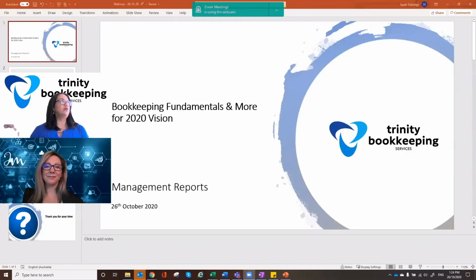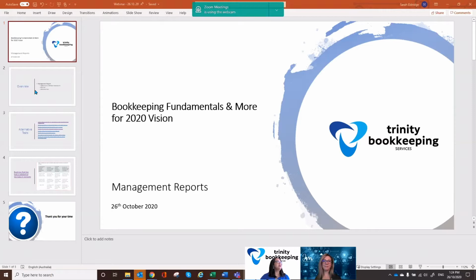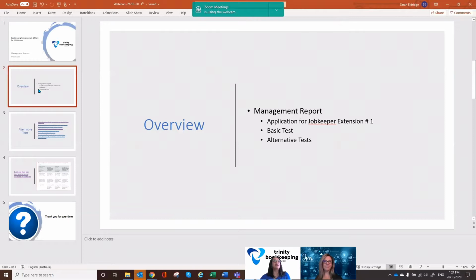So the first thing that we will be looking at is, obviously, what are the management reports? The next thing we'll be looking at is how documents and information from these reports are being used for Jobkeeper. And lastly, we'll be looking at our basic tests and our alternative tests and how these reports will provide us with that information.